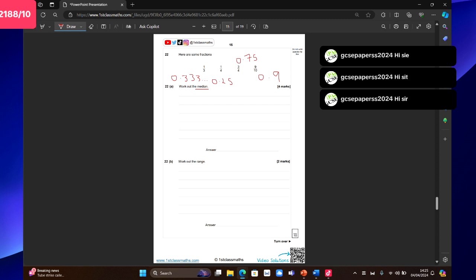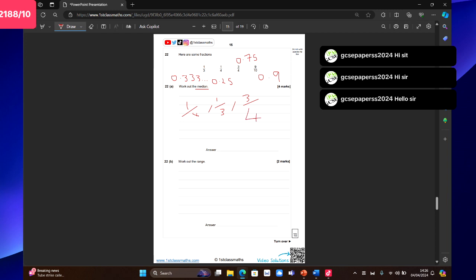So the smallest number will be what? It'll be 1/4, then it'll be 1/3, then it'll be 3/4, and then it'll be 9/10.